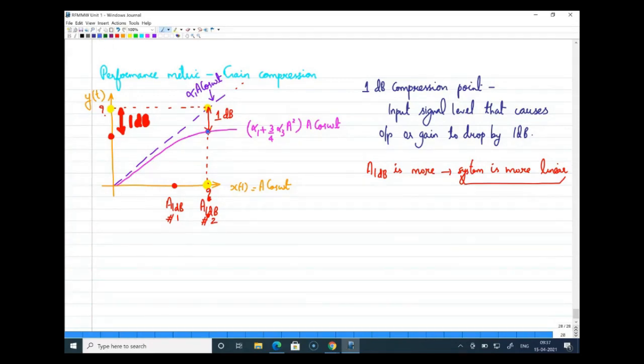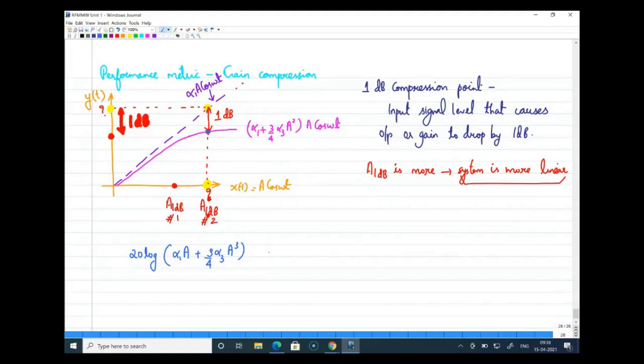This is your nonlinear graph, and that point can be defined as 20 log of (alpha 1 A plus 3 by 4 alpha 3 A cube). I hope you will agree that this point is equal to this value. The actual numerical value depends on the value of A and the other coefficients, because this is a compressive behavior where your alpha 3 is negative for sure.